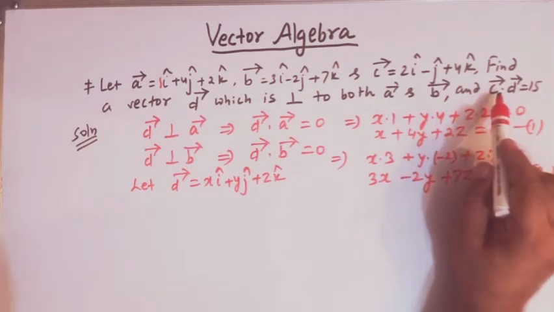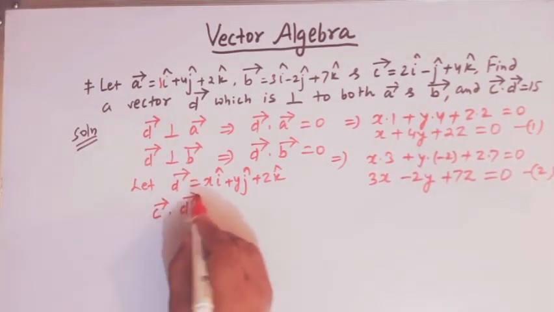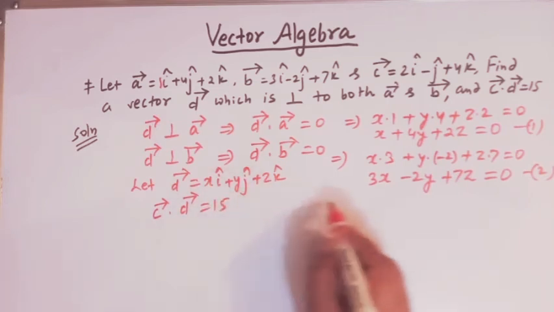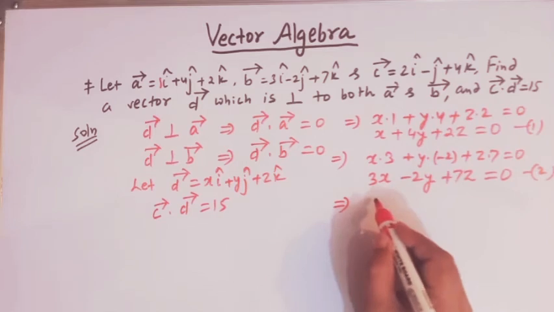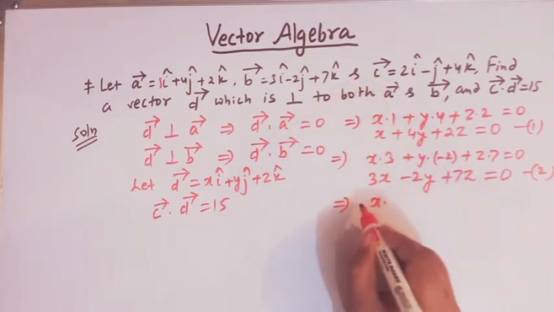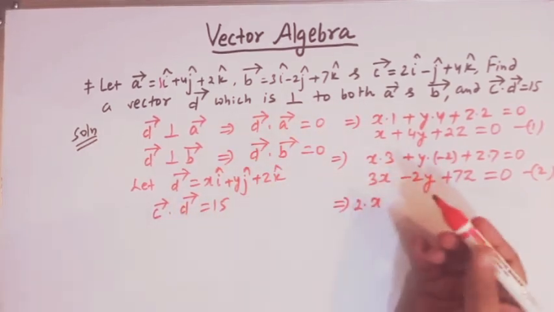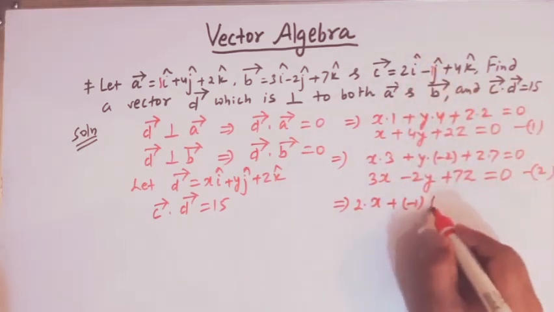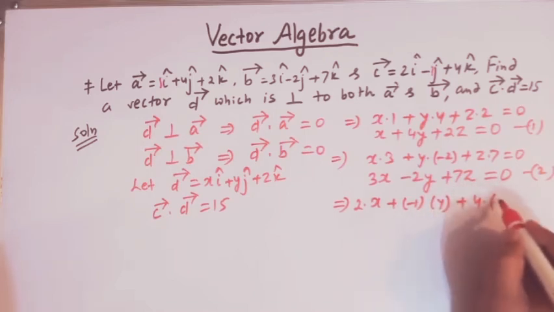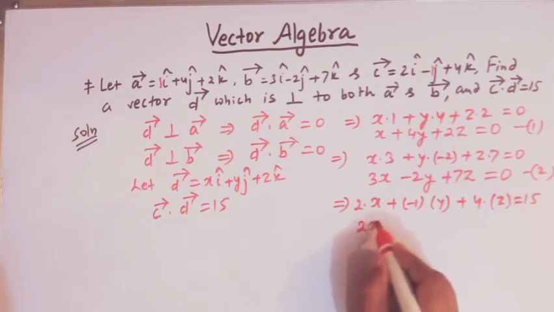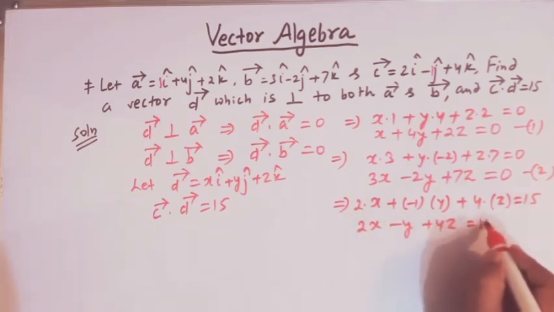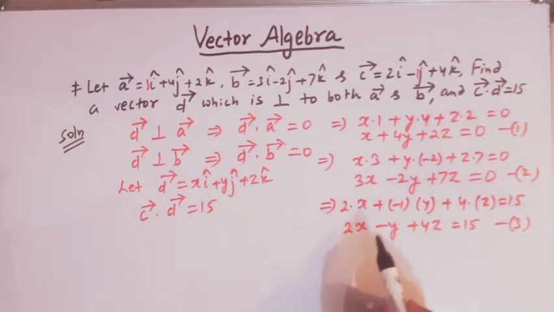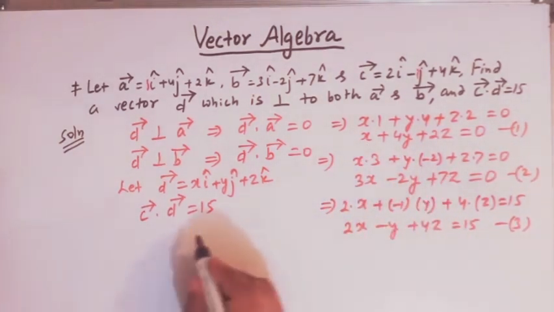Now we are also given C dot vector D is equal to 15. So vector C is this vector and D is this vector. Therefore their dot product gives 2 times x, then minus 1 times y, then 4 times z, right? That is equal to 15. So 2x - y + 4z = 15, and this is equation 3, right? Now we have to solve these three equations in order to find the values of x, y and z, right?